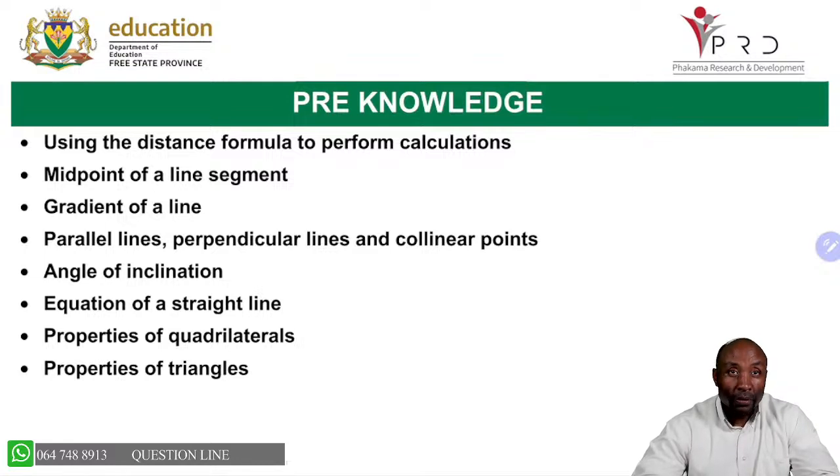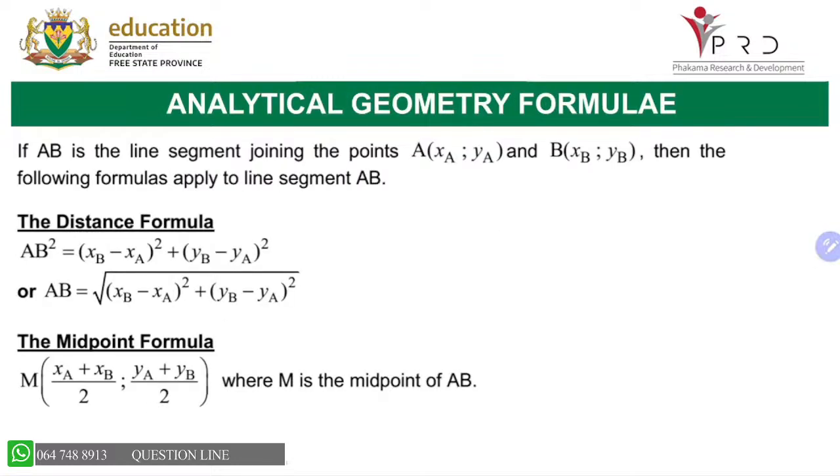Moving forward, our pre-knowledge. We know how to use the distance formula and how to perform calculations involving it, the midpoint of a line segment, the gradient of a line, the properties of parallel lines, perpendicular lines, and collinear points. We have to also know the angle of inclination, the equation of a straight line. We have to revise the properties of quadrilaterals, the basic ones, as well as the properties of triangles.